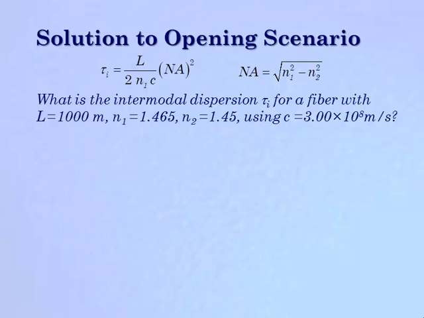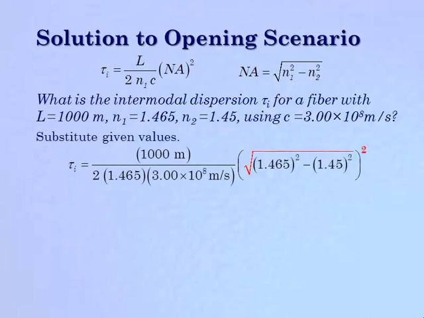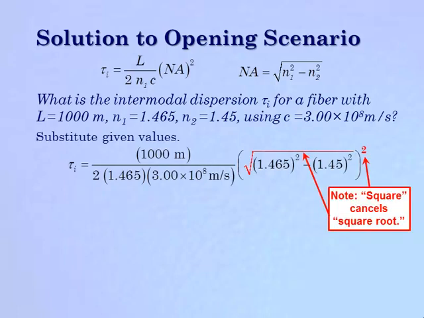Now let's look at the solution to the opening scenario with those complicated expressions where we're asked for the intermodal dispersions using those two formulas, noting that NA will have to be inserted into the formula here. Let's substitute in the given values. So we have t is equal to 1,000 divided by 2 divided by 1.465 divided by 3 times 10 to the 8th meters per second, all multiplied by this expression for NA squared.